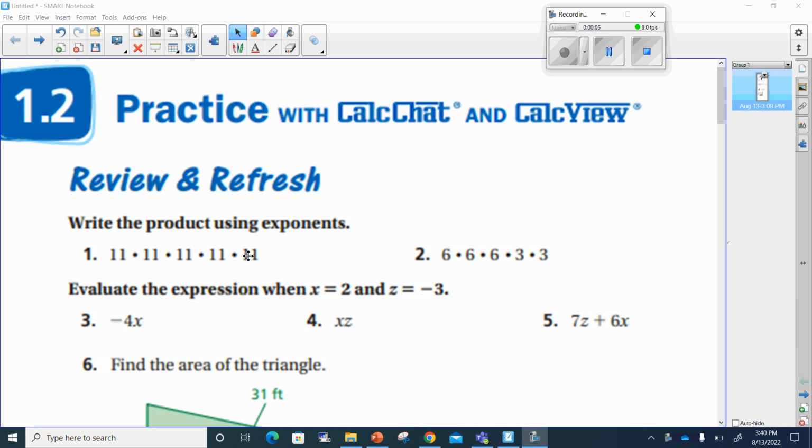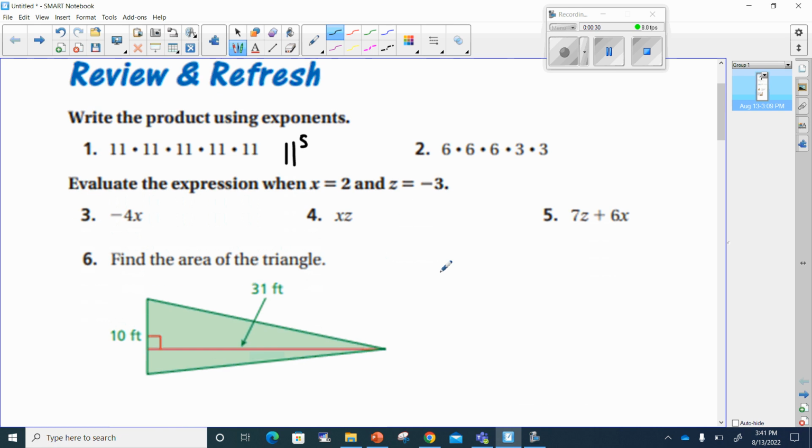Let me start with number one, where it says write the product using exponents. It says here we've got 11 times 11 times 11 times 11 times 11. That's 11 multiplied to itself 5 times. So we would write that as 11 to the fifth power, because that exponent means I'm going to multiply the base, which is 11, to itself 5 times. All right, you will do number two on your own.